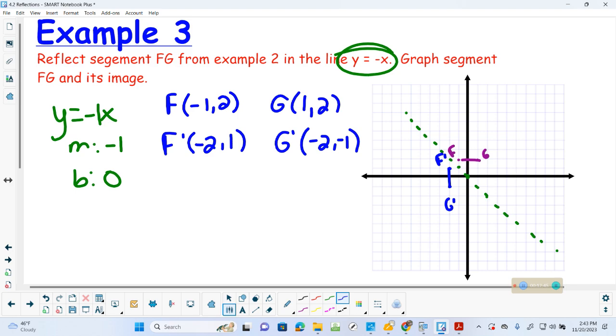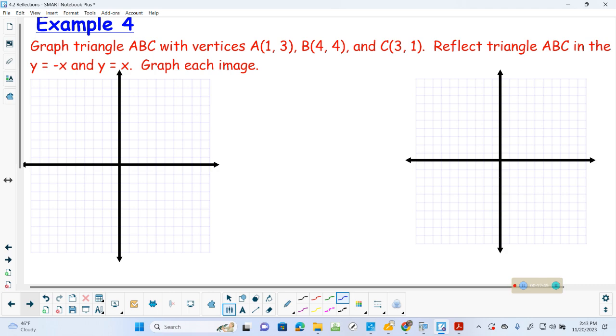All right, more of the same. Like I said, that's as exciting as it's going to get today. Let's kick it up though and do a triangle. All right, graph the triangle. Start graphing the triangle. A's at 1, 3. B, 4, 4. And C, 3, 1.